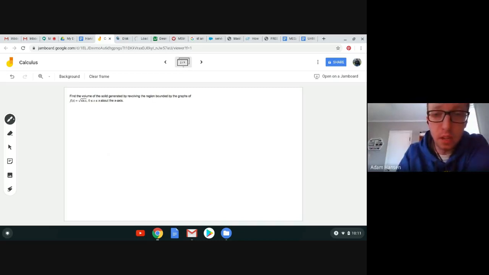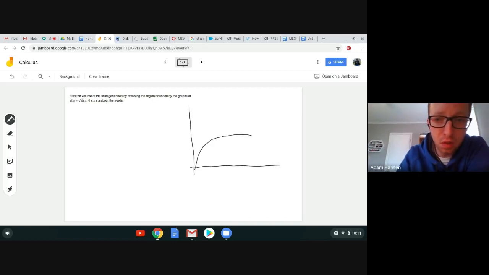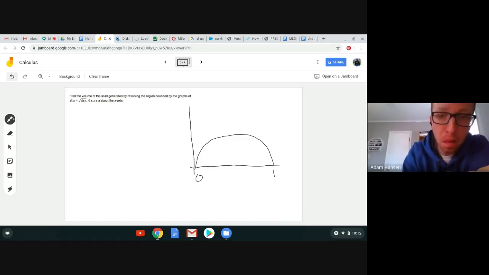One of the best things that I can recommend as you're trying to solve some of these questions is to draw a picture. Here's 0, and pi. And our function, which is the square root of sine x.